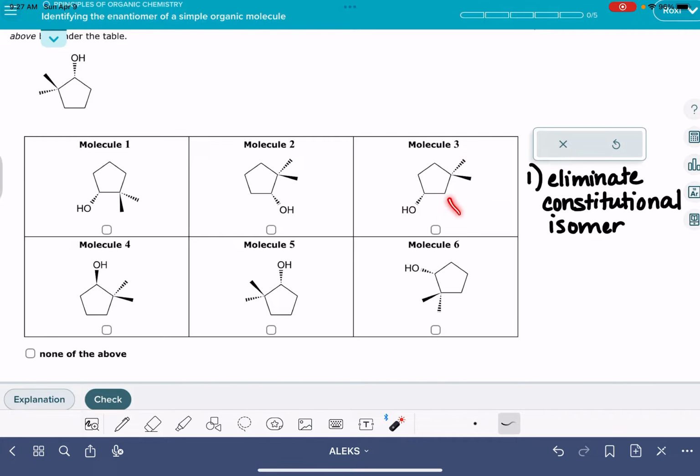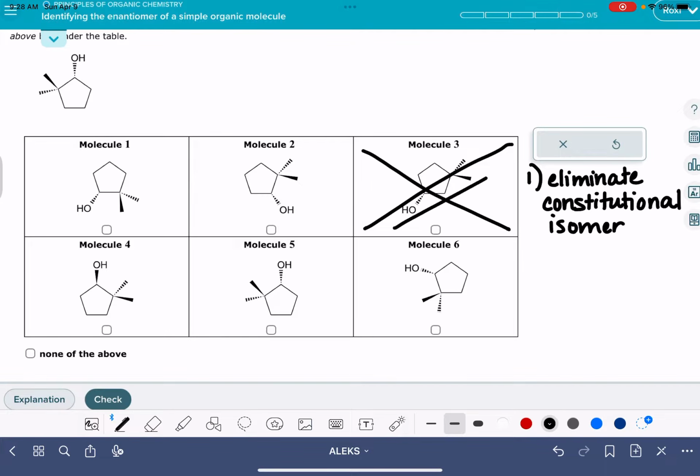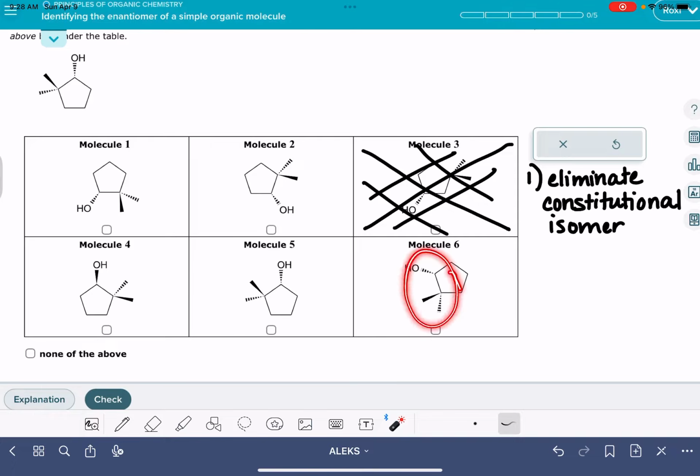Look at this one. This molecule does not have an OH directly adjacent to the 2 methyl groups. There's this gap in between. So that means molecule number 3 is a constitutional isomer of the provided molecule, and it can't be an enantiomer. The rest of them look like they are potential enantiomers.